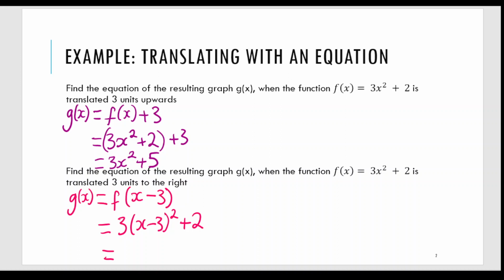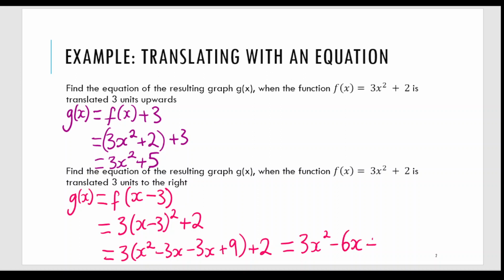Then we're going to need to expand this one here. So we have 3 times x squared take 3x take 3x plus 9, plus 2. And then we collect that all together: 3x squared take 6x plus 9 plus 2, which is 11. So our new function is going to look like this one here. And that's just from translating it 3 units to the right.